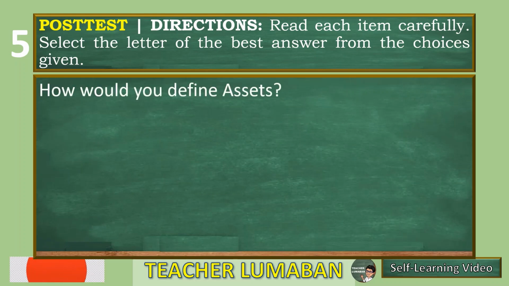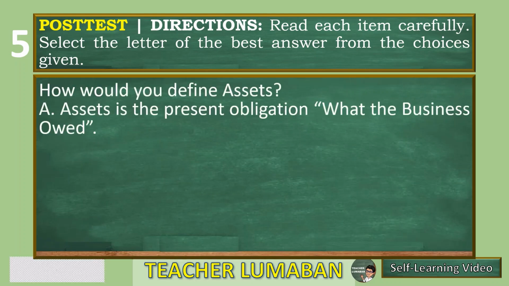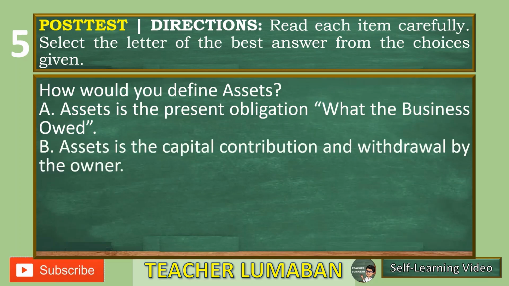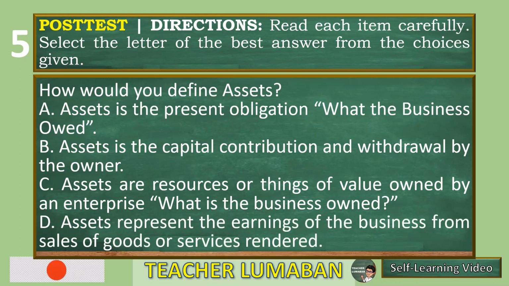How would you define assets? A. Assets is the present obligation what the business owed. B. Assets is the capital contribution and withdrawal by the owner. C. Assets are resources or things of value owned by an enterprise, what the business owns. D. Assets represent the earnings of the business from sales of goods or services rendered.